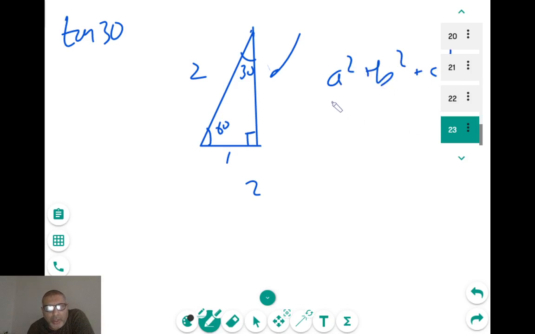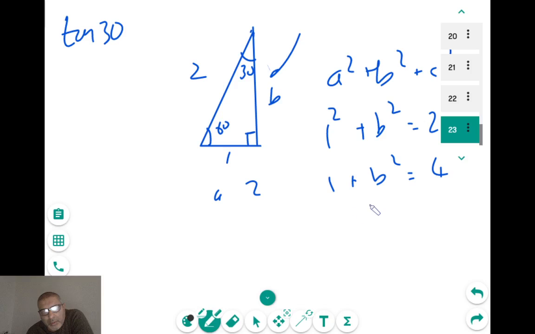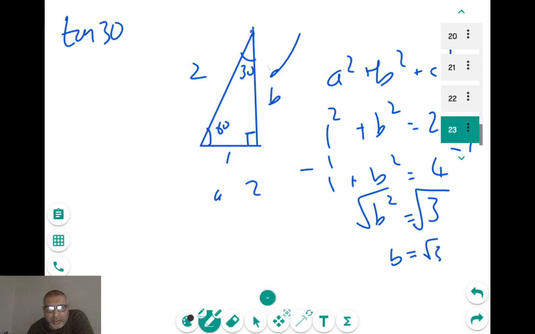So what I've got here is, I'm going to call this B and this is A. So we've got 1 squared plus B squared equals 2 squared, which we end up with 1 plus B squared equals 4. I want to get rid of this 1. I want my B by itself. I'm going to root them both. So that gives me B equals root 3. So here, let's just get rid of this symbol here. B here is root 3.